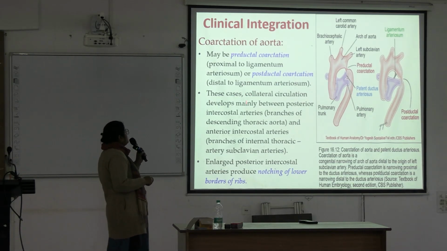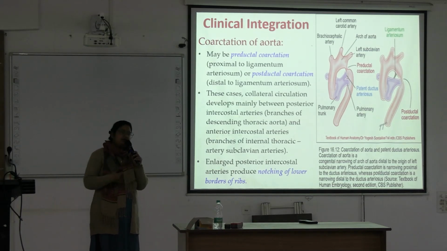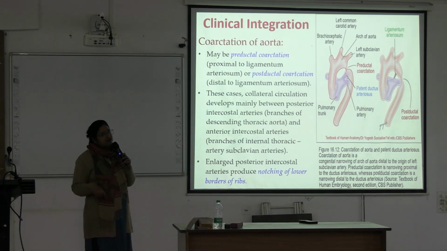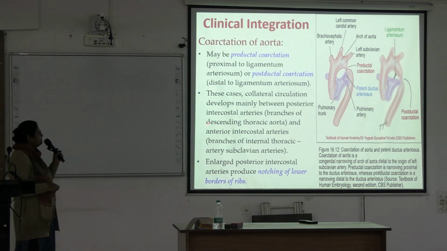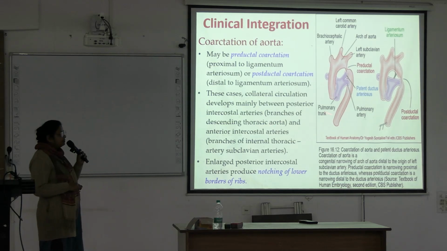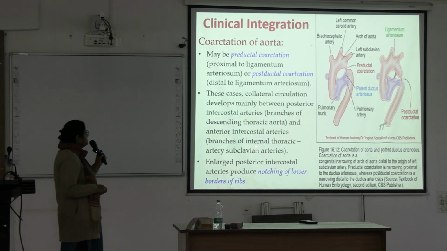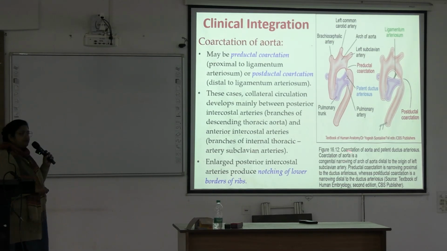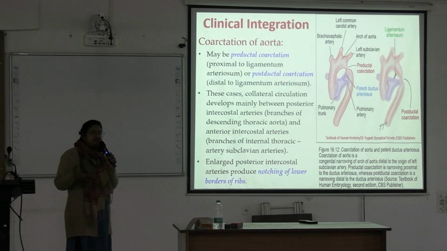And in these cases collateral circulation will develop, because the distal part, the lower limb and abdomen, will not be getting blood supply. So to maintain the blood supply, collateral circulation will develop, mainly between the posterior intercostal arteries, which are branches of the descending thoracic aorta, and the anterior intercostal arteries, which are branches of the internal thoracic artery, from the subclavian arteries. And enlarged posterior intercostal arteries will produce notching of the lower border of the ribs. Rib notching you will see during X-ray. Okay.